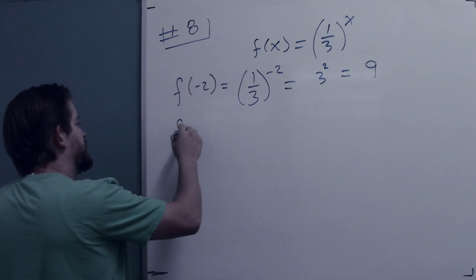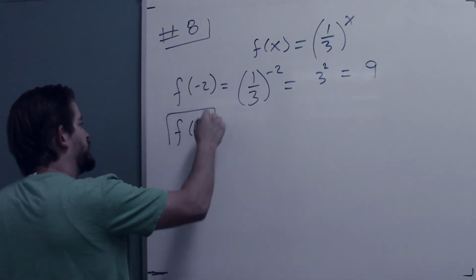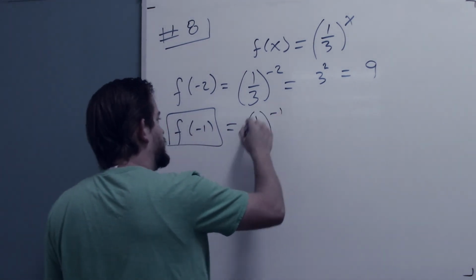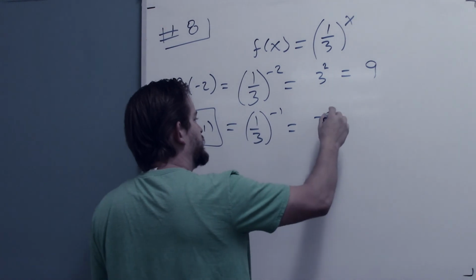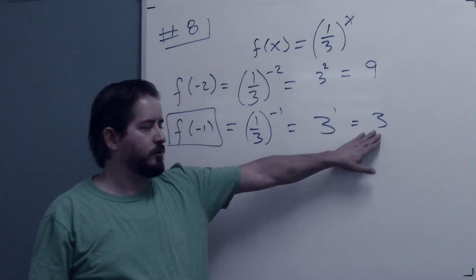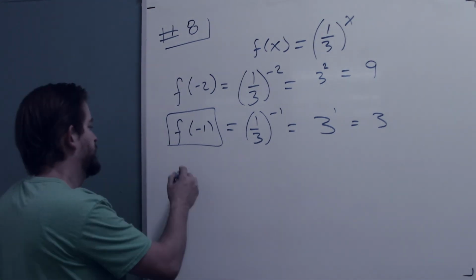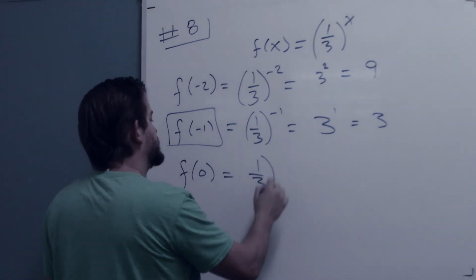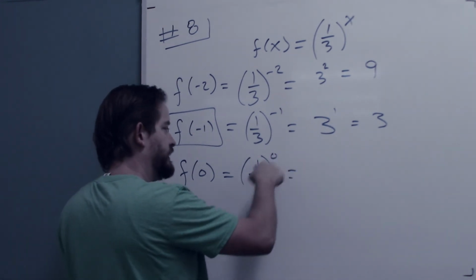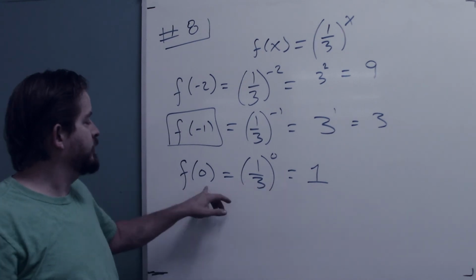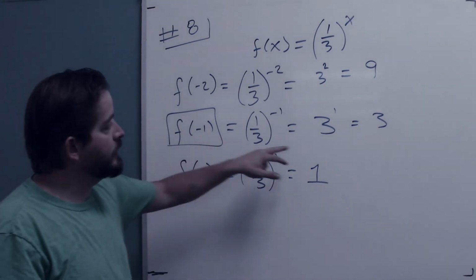In this particular one, f of -1 is one of the more helpful ones for me because I get 1/3 to the -1, but that's just 3 to the 1, or just 3. So I have the point (-1, 3). f of 0 would be 1/3 to the 0, which is just 1, because anything to the 0 is 1, except 0 itself. And so I have the point (0, 1), and I have the point (-1, 3).